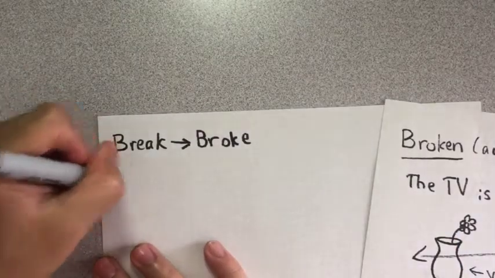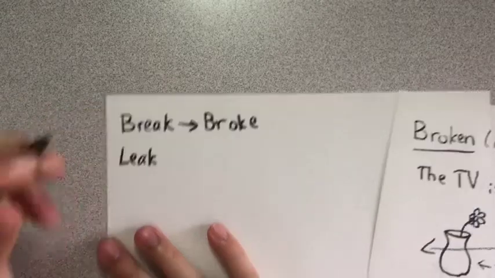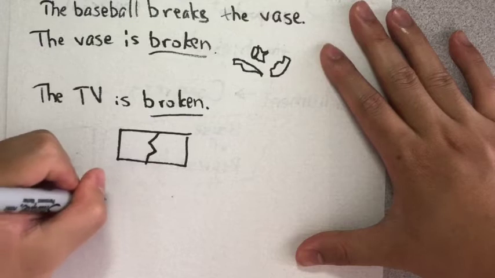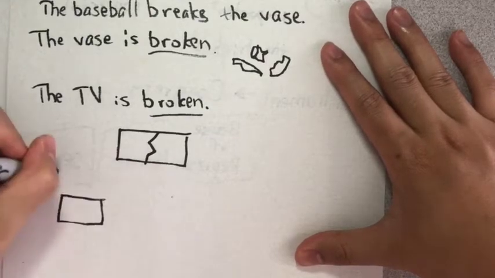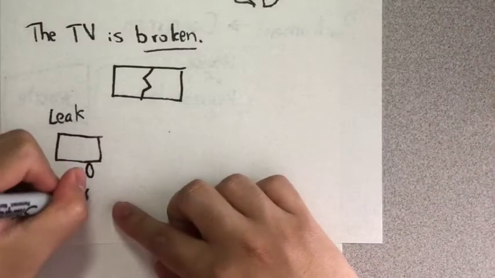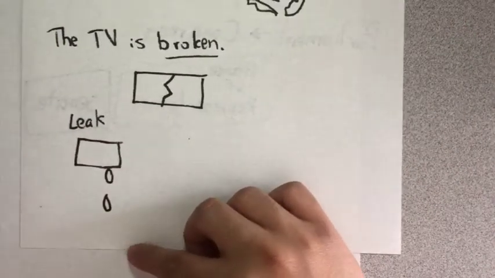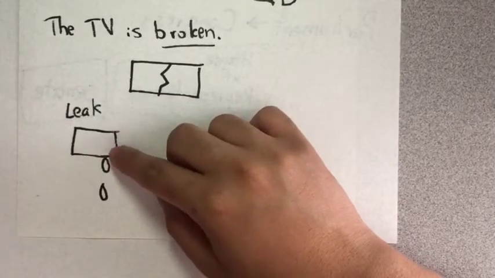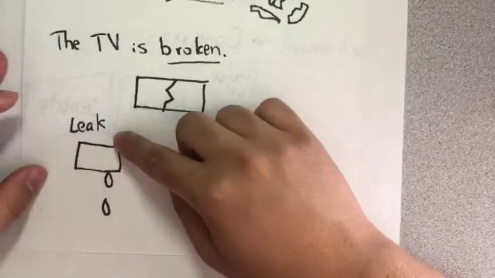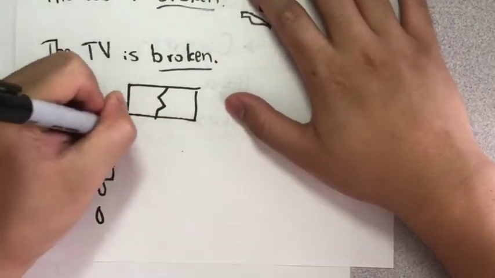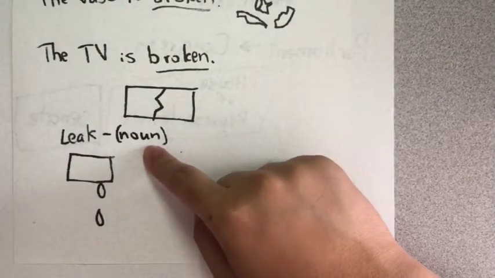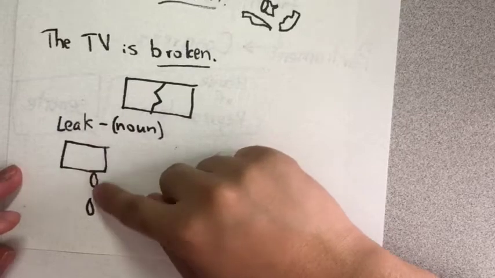Up next, we have the word leak. A leak is when water comes out of something. It should not. So here's a bucket or an air conditioner, and there's water coming out a little bit at a time. It's called a leak. A leak is a noun. It's an object, a thing. A leak is where the water comes out.